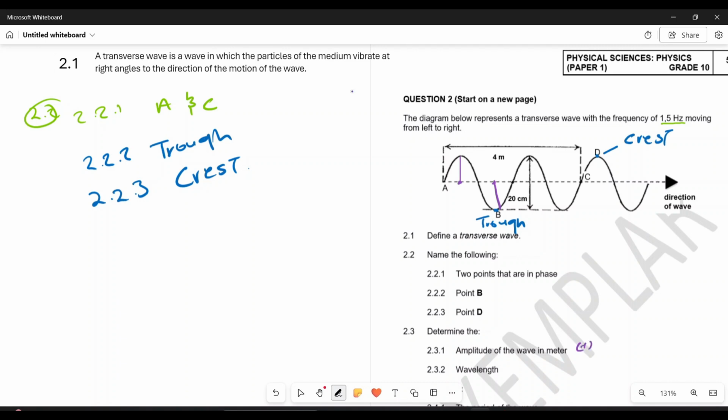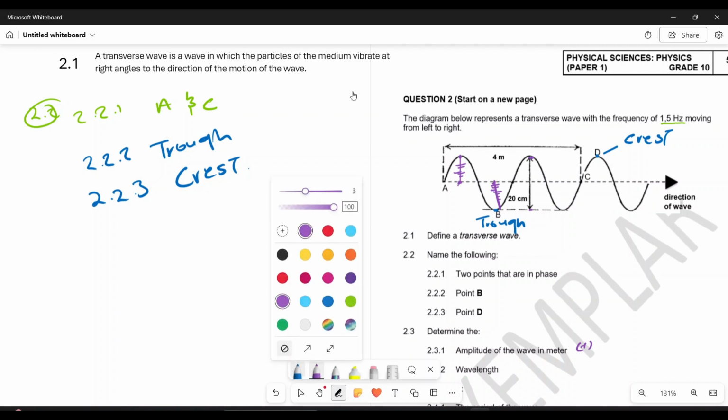Hence, we're going to make use of the distance from here up until the highest point of your graph. The amplitude which is here is going to be equal to the amplitude here. Because these two are equal to one another, we are told that the distance from our lowest point to our highest point is 20 centimeters here.